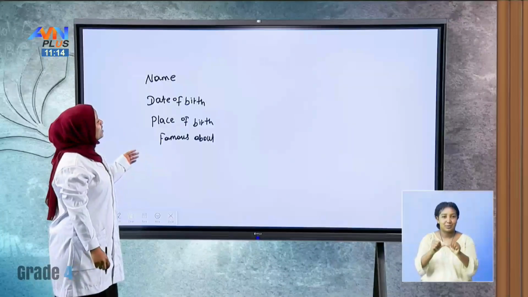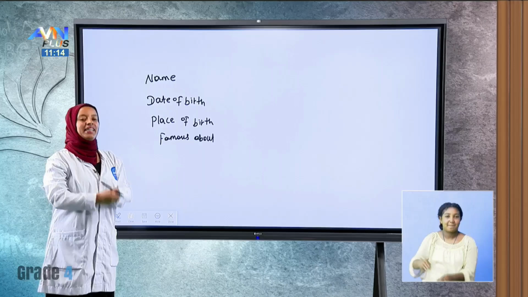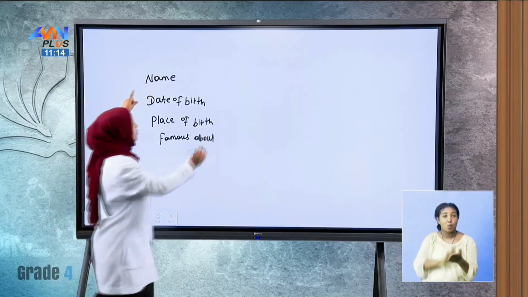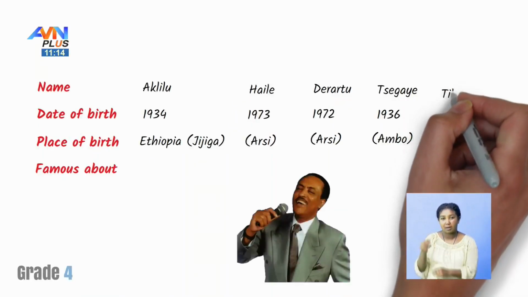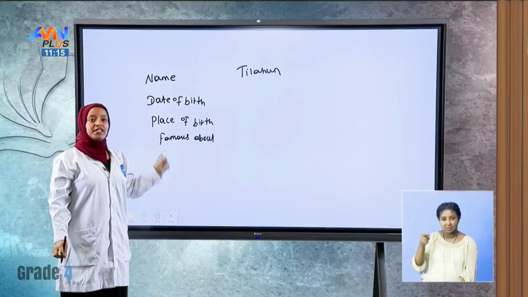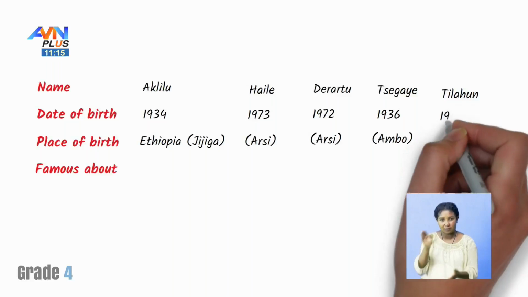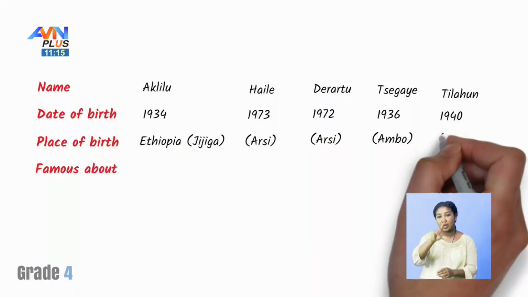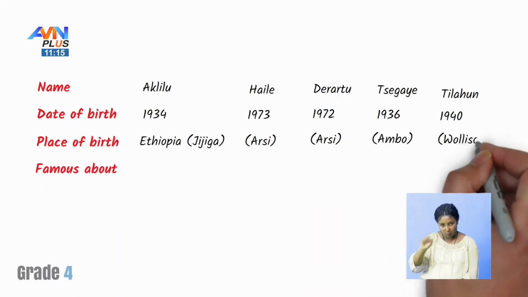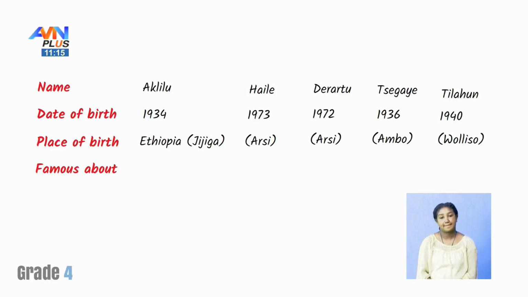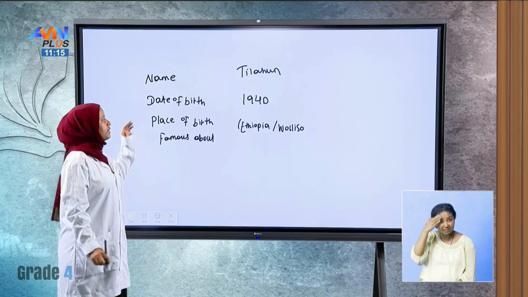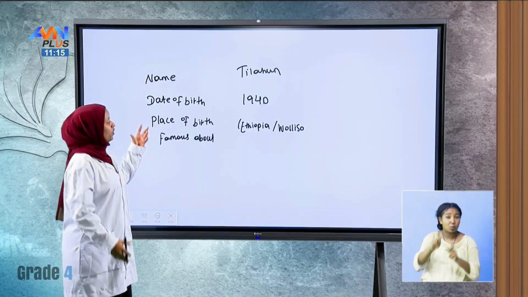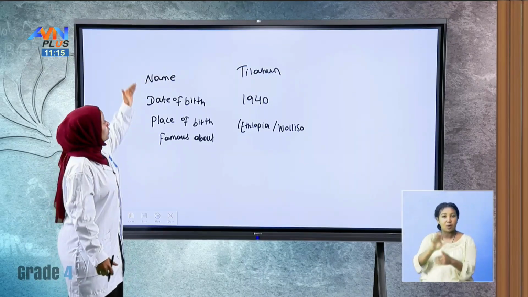Let us continue together. The next famous Ethiopian person is Tilahun Gessese. He is a singer and he is very famous. His name is Tilahun Gessese. Date of birth, 1940. Place of birth, Ethiopia, Waliso. He is a famous singer. Students, these are some Ethiopians. We have many famous Ethiopian people, but we just chose some of them, and this is all about their information.